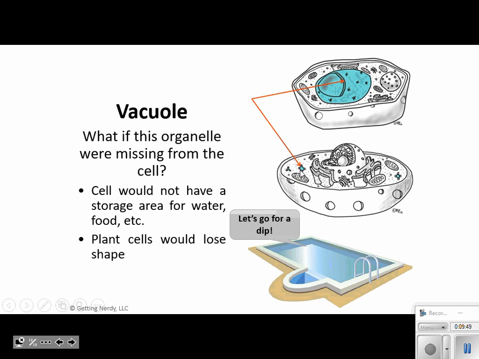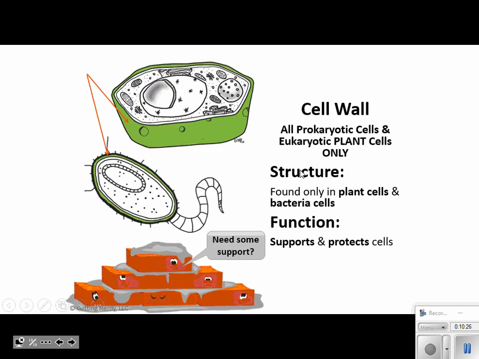And the plant cell would lose its shape. Have you ever seen a plant that looked like it's wilted because it didn't have enough water? Have you ever seen a plant look like that? Okay. That has to do with water in this vacuole, and we'll learn that here. Water in this vacuole. So if it wasn't there, plants would lose their shape, and we wouldn't have a storage area for food and water.